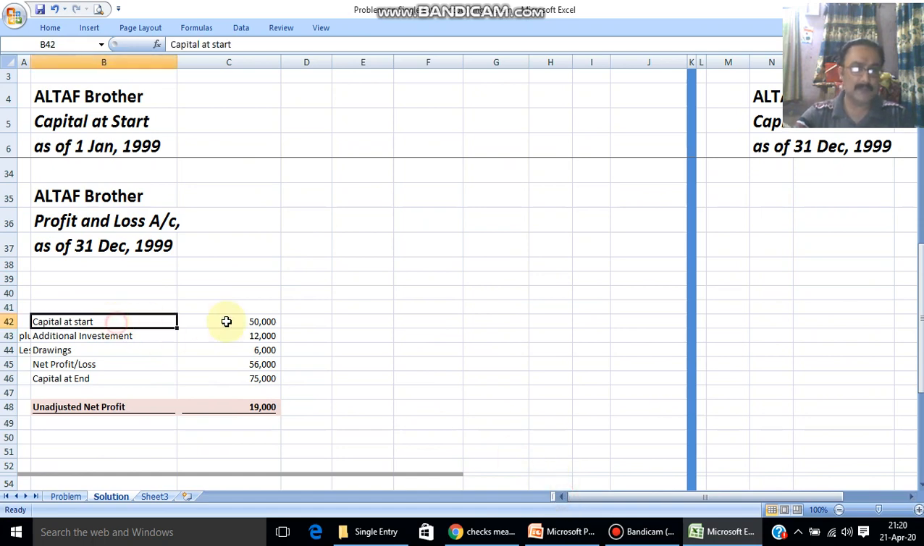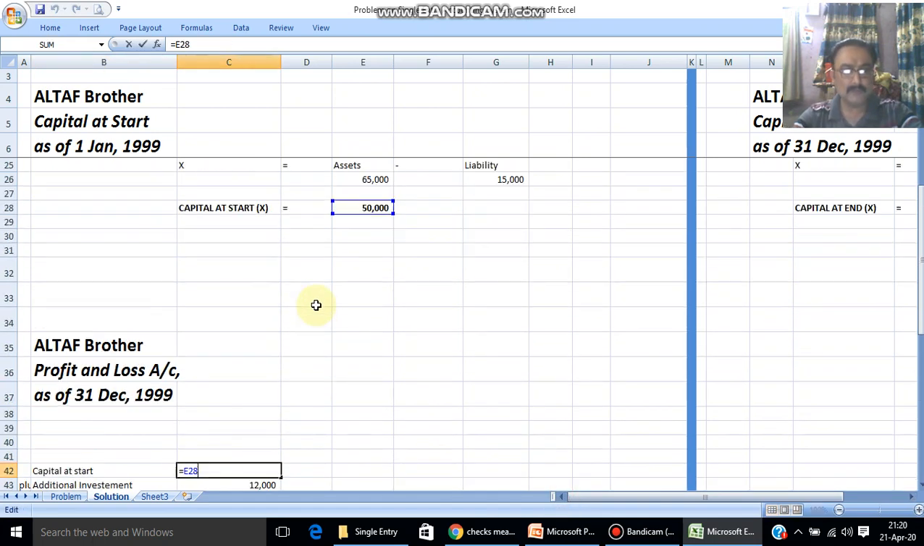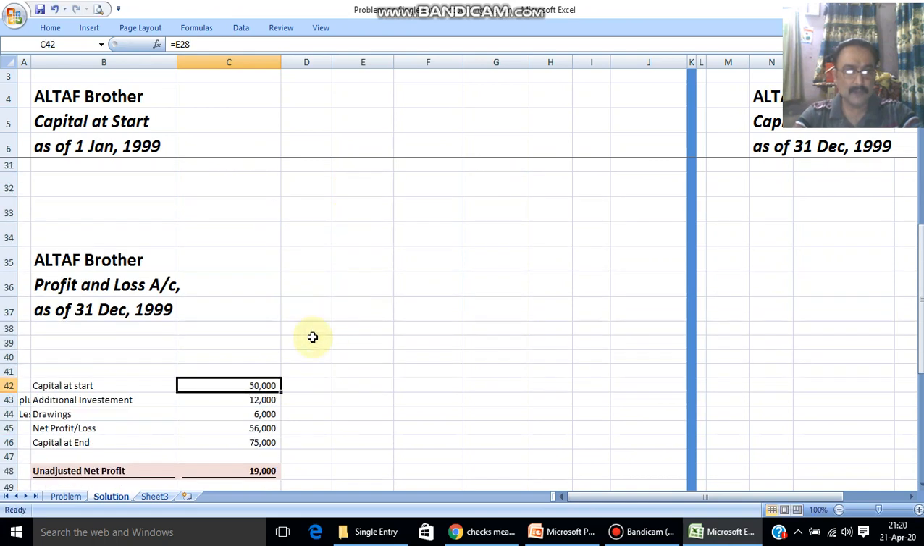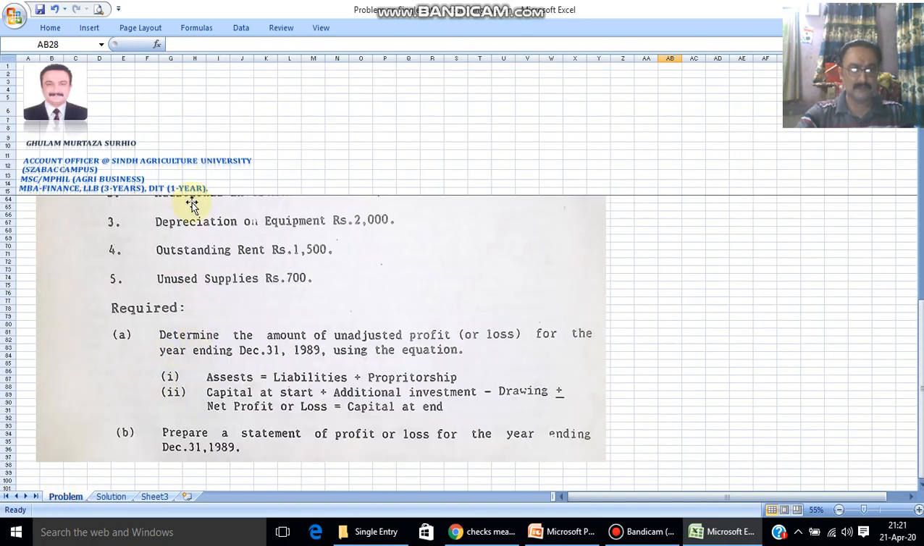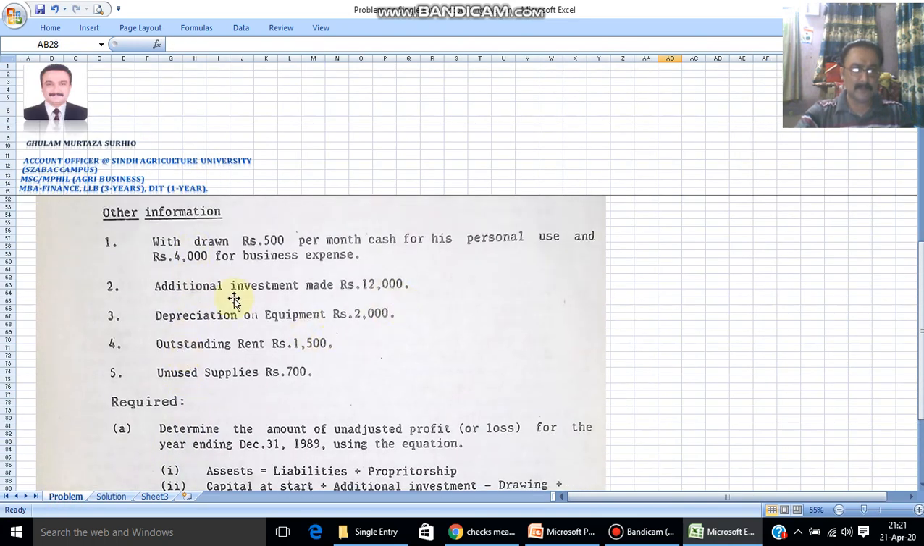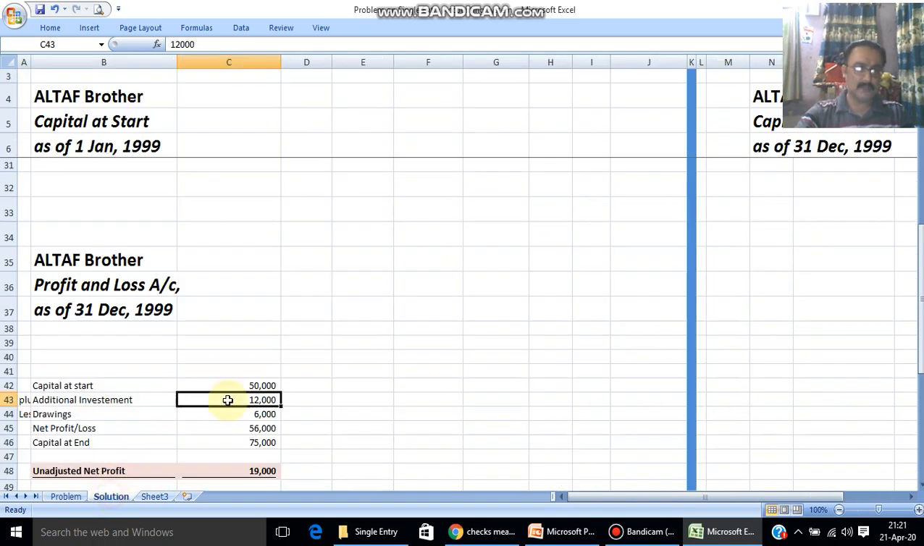See, capital at start was 50,000 rupees, which I have taken from here, and then additional investment of 12,000 rupees. It means that when we started the business there was capital of 50,000 rupees, and in the middle of the time period some other investment was made, that was 12,000 rupees, as mentioned here. See, in point number 2 you will see additional investment made of 12,000 rupees. So I have mentioned it over here, meaning this investment and this investment both will be added.